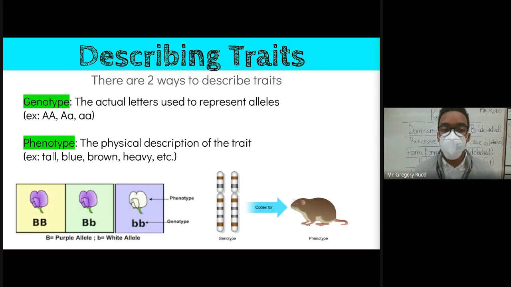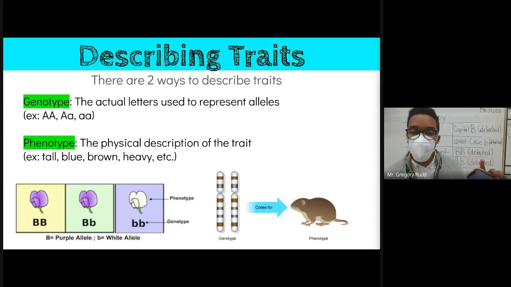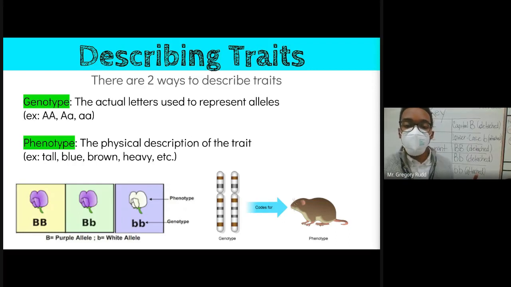The genotype, on the other hand, is the genetic characteristic. So what we talked about was that to have detached earlobes, I could have capital B, capital B, that's homozygous dominant. That's describing a genotype. Or I could have capital B, lowercase b. That's describing heterozygous. That's also a genotype because I'm using letters. The phenotype of that is detached earlobes. The other phenotype was attached earlobes, which would be genotypically lowercase b, lowercase b. The genotype is homozygous recessive.